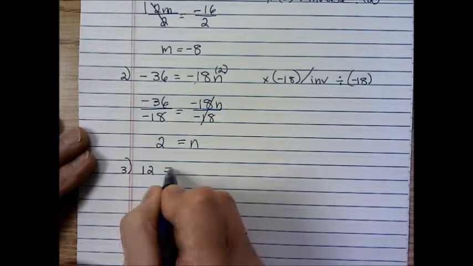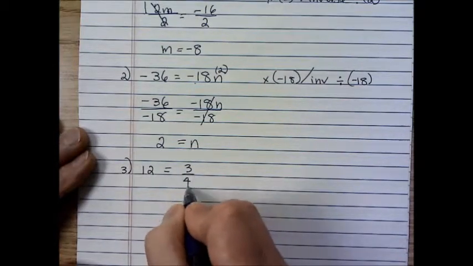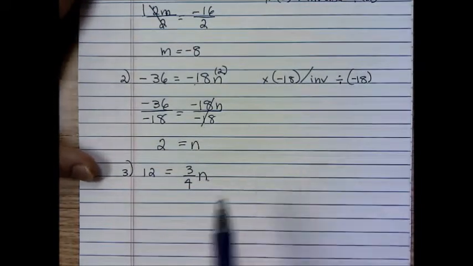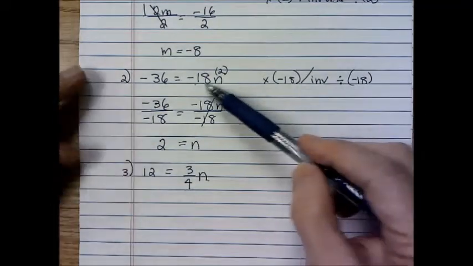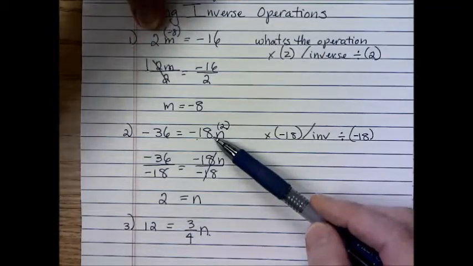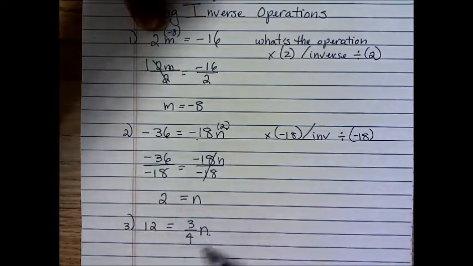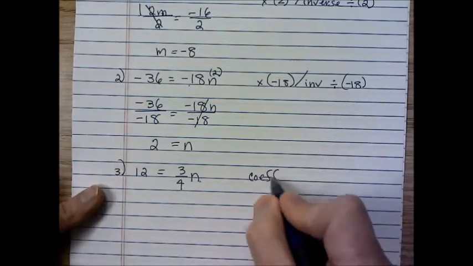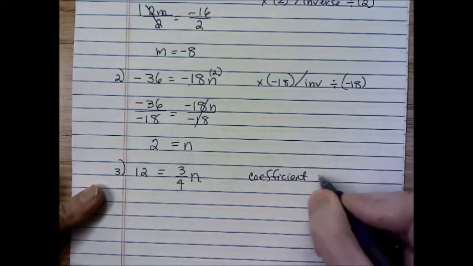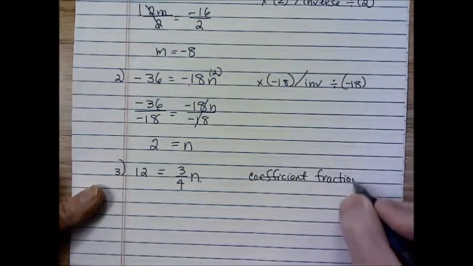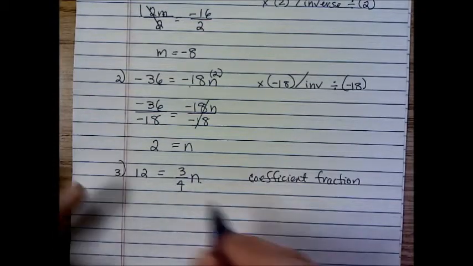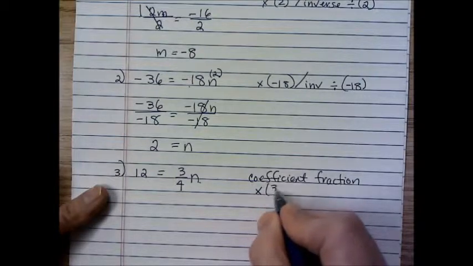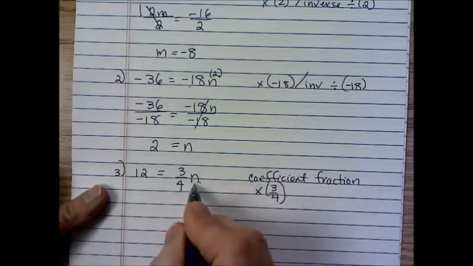Let's say we have 12 equals 3/4 times n. Now notice the coefficient here is a fraction. In these other problems, our coefficient was an integer. All right, so we'd handle this a little bit differently. So, when your coefficient is a fraction, we have to look at things a little differently. We still ask ourselves, what are we doing to n? We are multiplying by 3/4 right here.